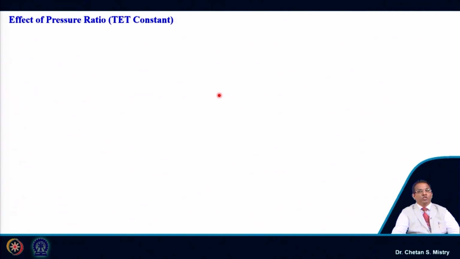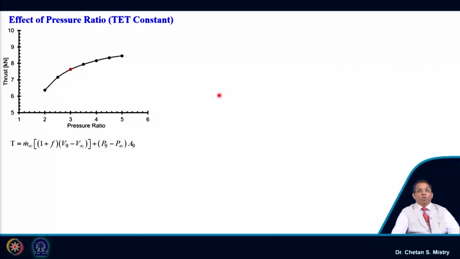So, let us look at what we will be doing. We will assume our turbine entry temperature to be constant and we will be varying the pressure ratio, and what is the effect of this variation of pressure ratio on performance parameters, that we will be discussing here. Very first, this represents the variation of my pressure ratio and how it is impacting my thrust. If we look here, it says when we increase our pressure ratio, the thrust of the engine is going to increase.